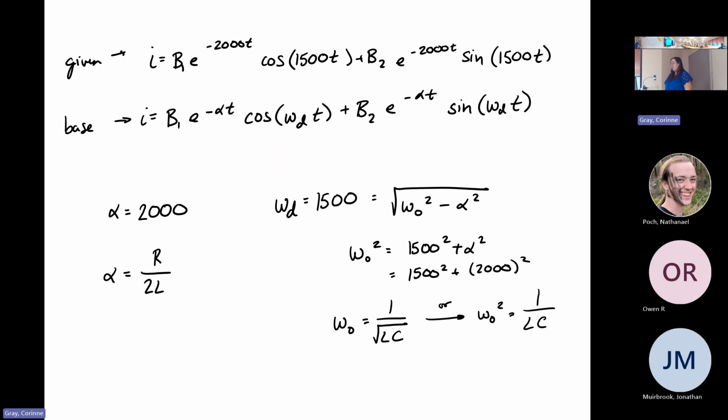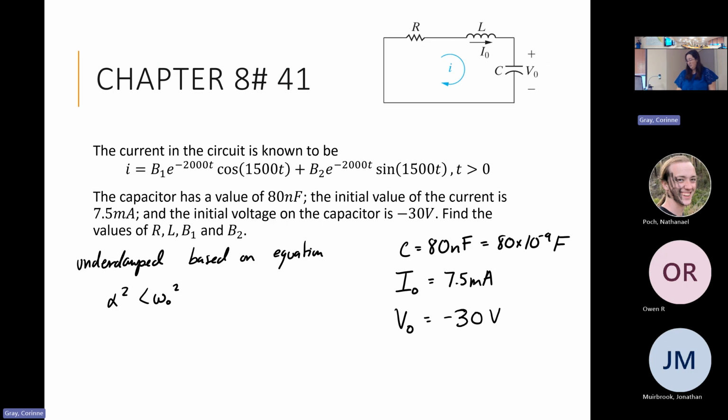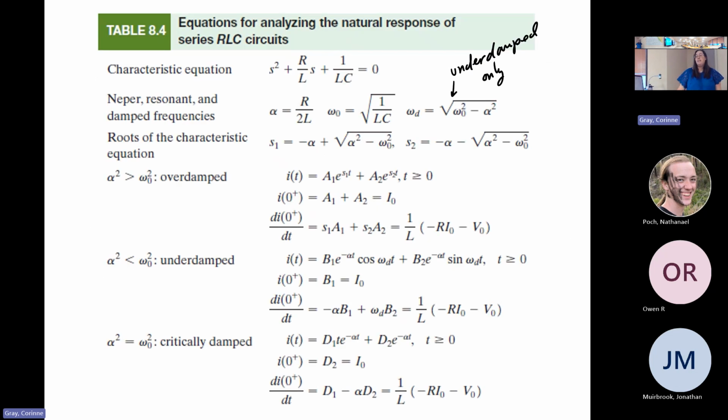Are there any questions on series RLC circuits so far? Like the A1, B1, all those, are those just constants? Yes. They'll be constants based on the currents.